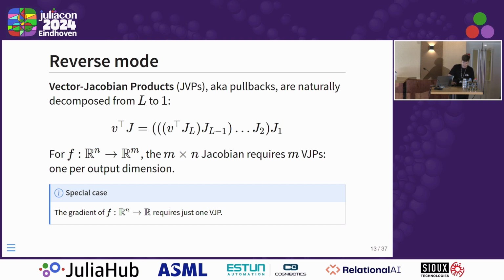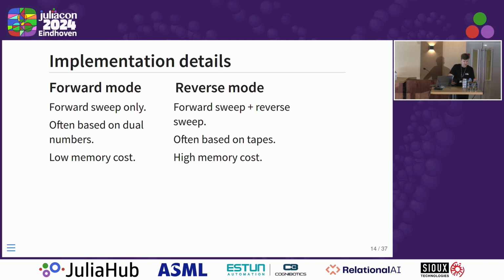So we have a quick summary slide here. In forward mode, usually we have a single forward pass through your function. Typically, forward mode is based on dual numbers. And since we don't need to keep track of any intermediate computations, it has a fairly low memory cost.